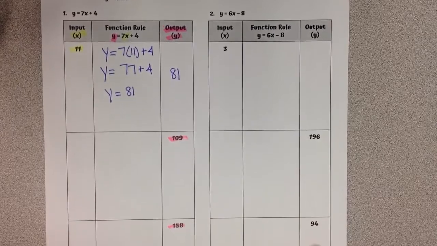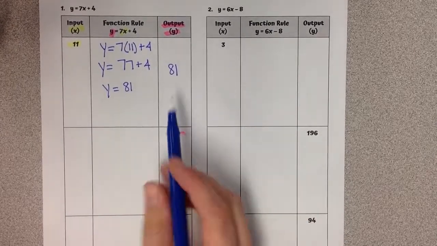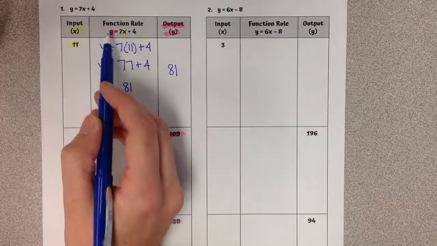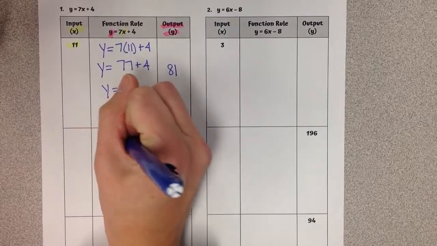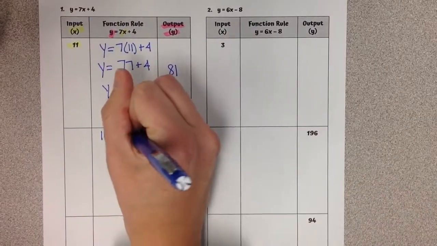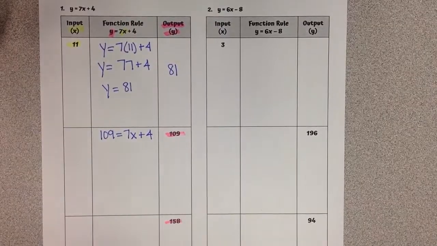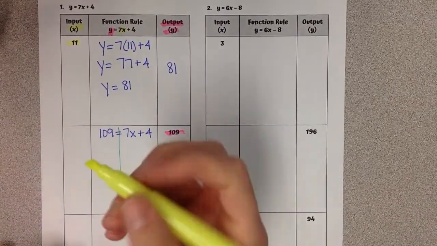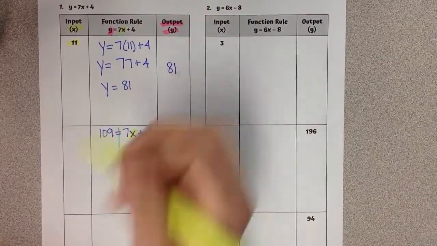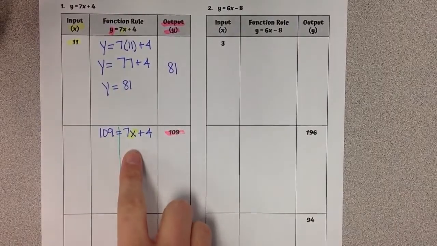Now let's look at it if we are given the output with this two-step function. So now we're given the y value that we need to plug in on the left where y is. So 109 equals, this time we don't know x, so 7x plus 4. Now we have a two-step equation that we need to solve. So I'm going to highlight the side that the variable's on. This is where we should be doing all of our inverse operations.